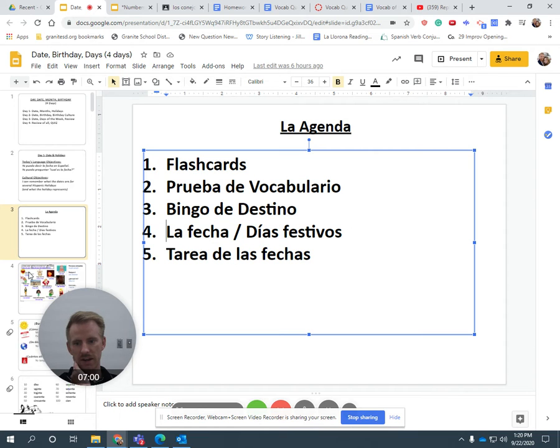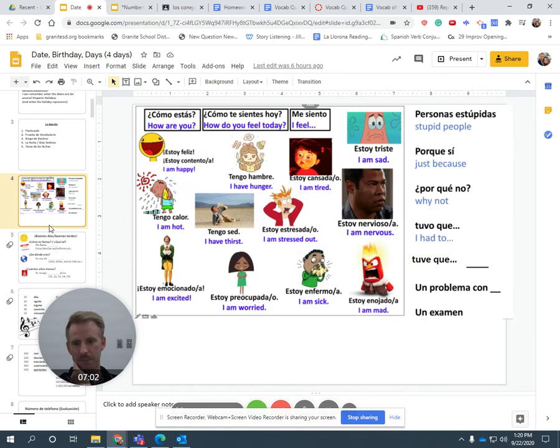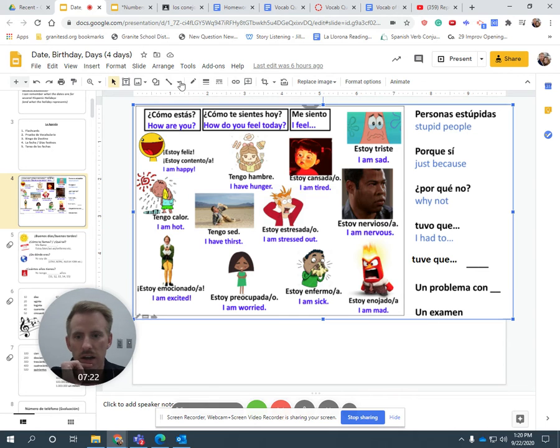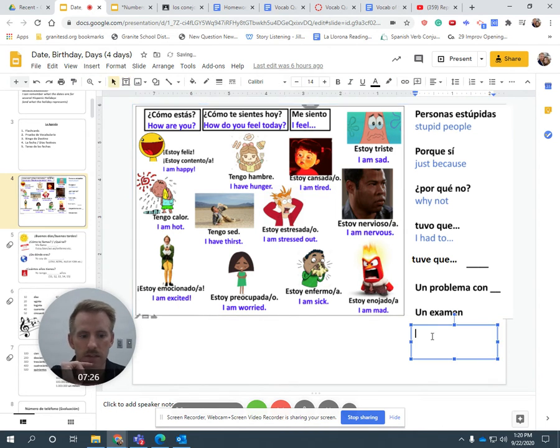La fecha. So let's dive right into saying dates. En el futuro, nosotros vamos a hacer esta actividad. ¿Cómo estás? How are you? ¿Cómo te sientes? Estoy feliz y necesito agregar una palabra aquí que es ¿por qué? ¿Por qué significa because?